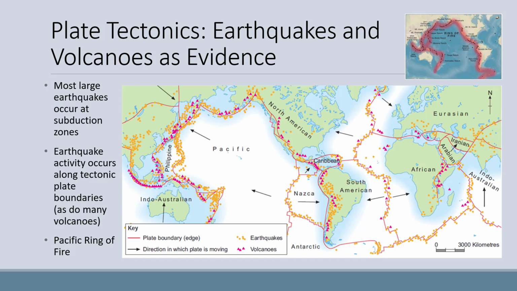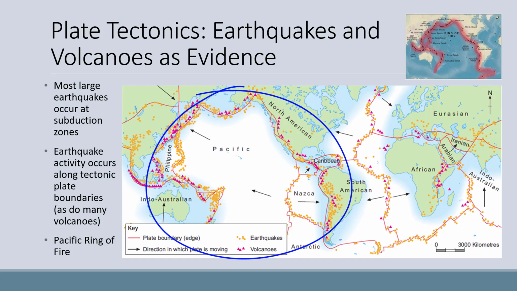Earthquakes and volcanoes tend to occur at plate margins and have helped us to identify them. Most large earthquakes occur at subduction zones. Earthquakes are marked in orange on the map. There can certainly be earthquakes along other types of plate boundaries as well, but the really big ones tend to occur when two plates run into each other. It is the same with volcanoes. Volcanoes are marked in red on the map, and they tend to occur at subduction zones.